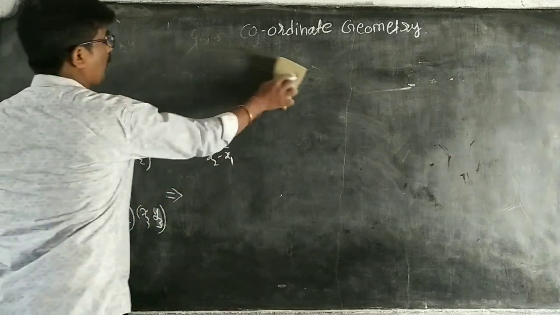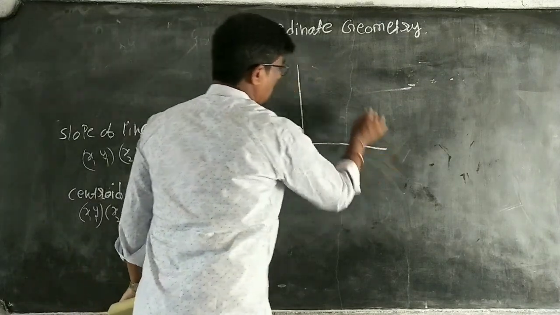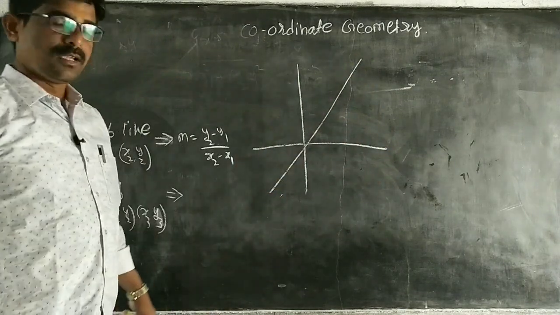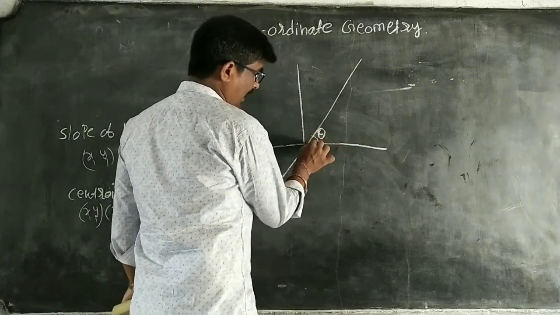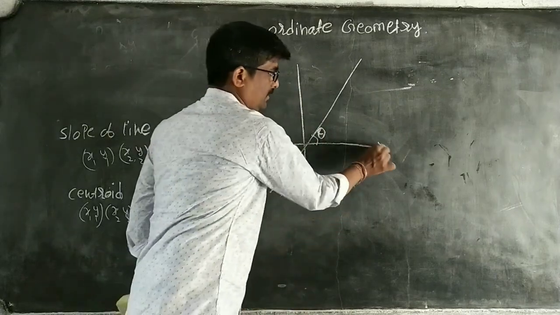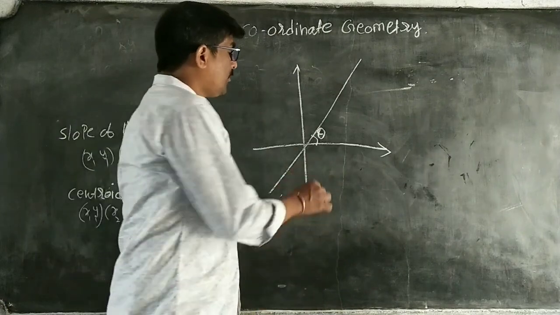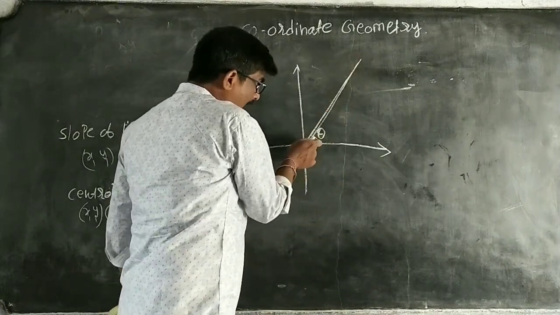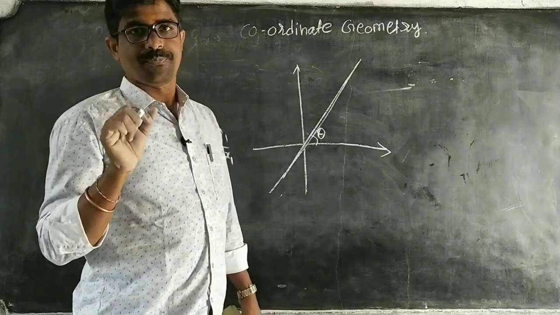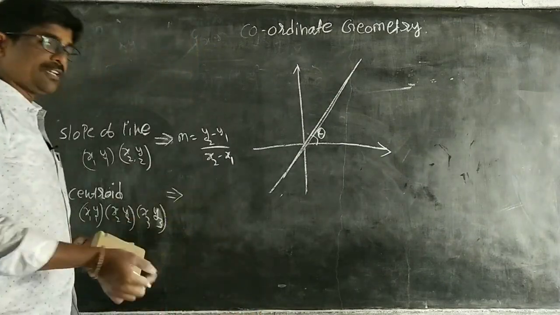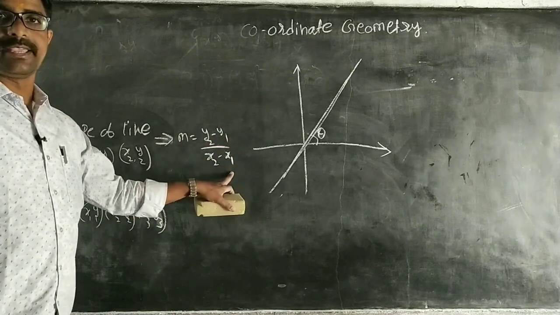Next one, the slope formula. What is the slope of a line? If you draw a line, this line makes some angle theta with the x-axis. So tan theta, this is called the slope. How do we find the slope? It is y2 minus y1 by x2 minus x1.